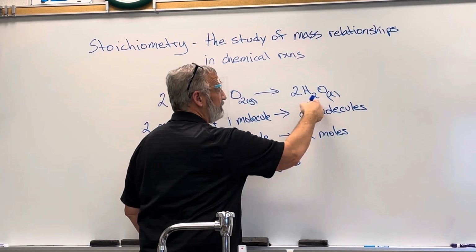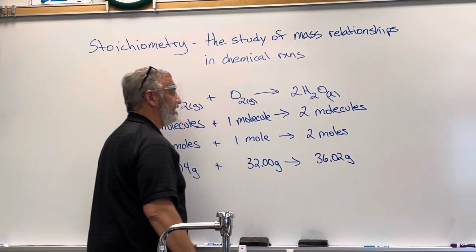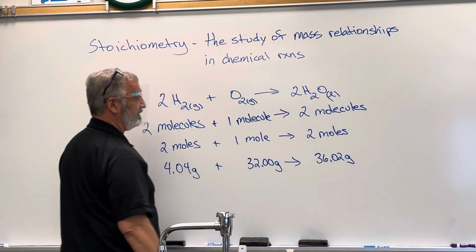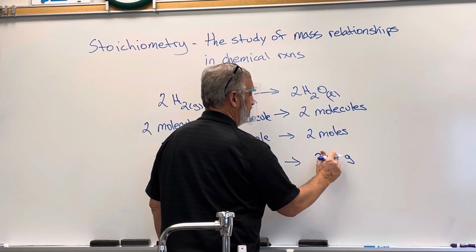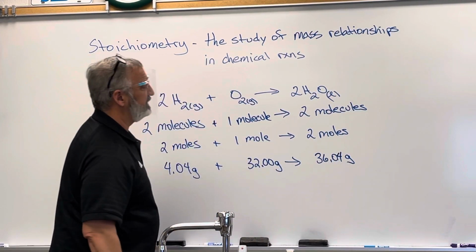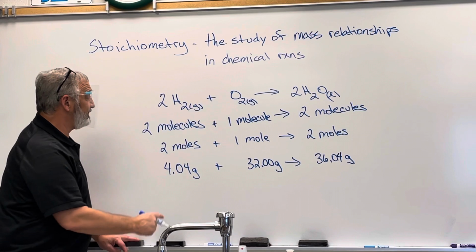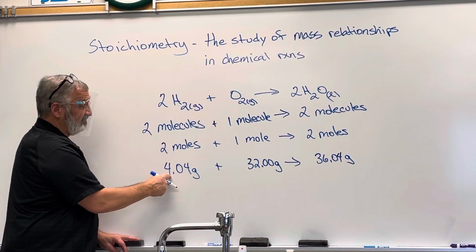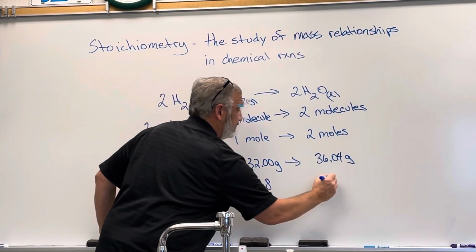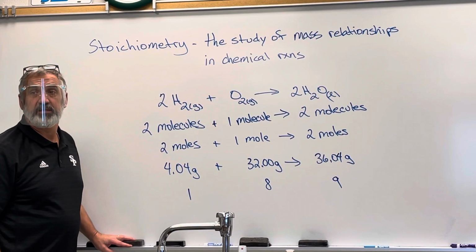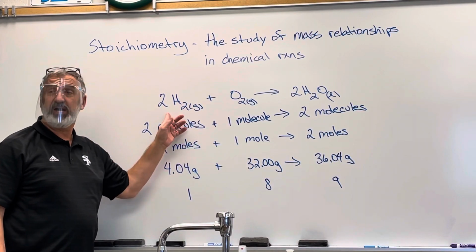Water is 18 grams per mole, but we have 2 of them. So it's going to be 36.04 grams of water, because it's 18.02 times 2. All right, so this is the law of conservation of mass, but notice it's not in a ratio. The ratio of this one is 1 to 8 to 9. You need 8 times the amount of mass because oxygen molecules are so much bigger than a hydrogen molecule.